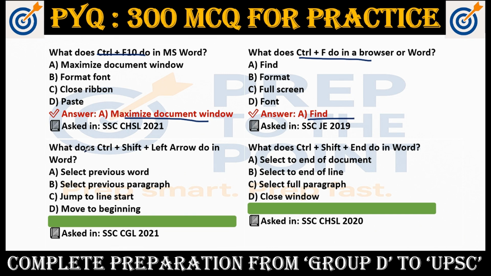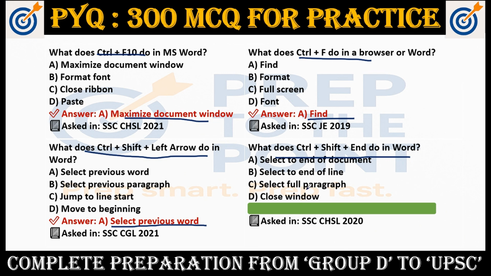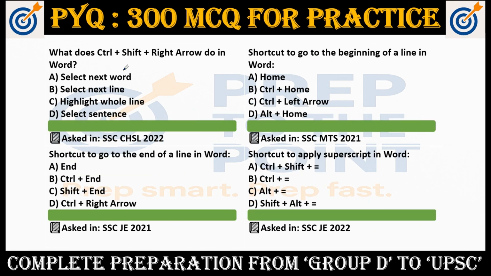What does Control Shift left arrow do in Word? Select previous word. Control Shift right arrow next word. What does Control Shift End do in Word? Select to end of the document. What does Control Shift right arrow do? Select next word.